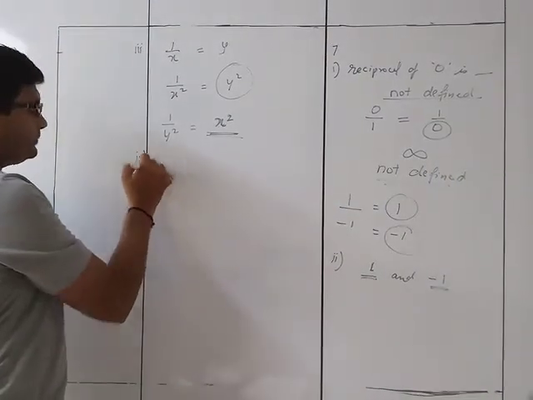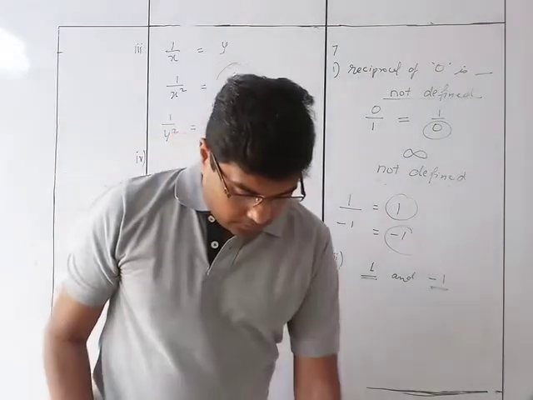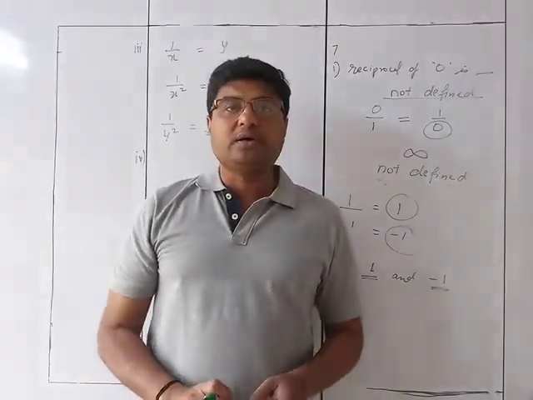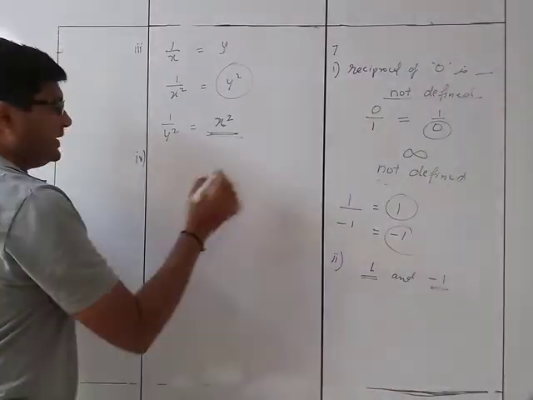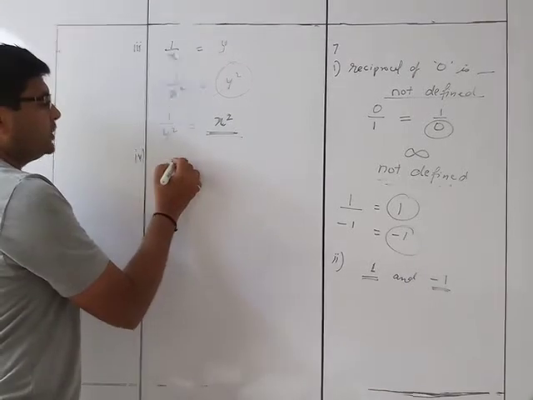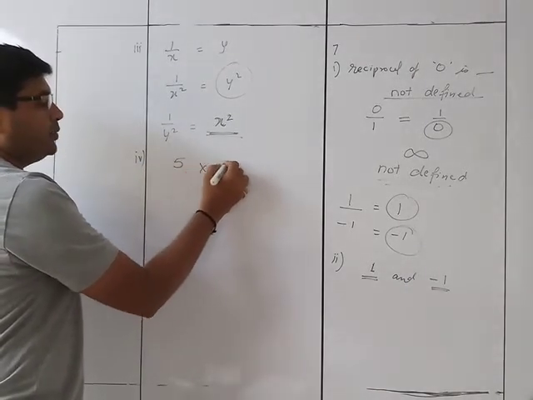The fourth one: the product of a non-zero rational number and its reciprocal is what? Let's take a non-zero number, 5. What will be its reciprocal? 1 upon 5.